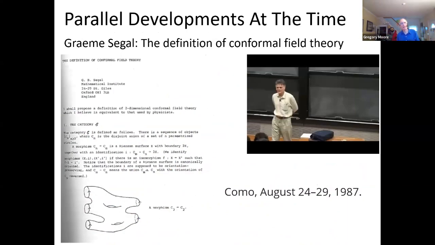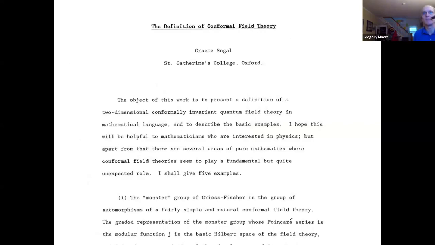There were some parallel developments at the time which we need to take account of. So in August 1987, Graeme Segal introduced for the first time his vision of how a conformal field theory should be defined in terms of a functor from the Bordism category to a linear category. So this, I think, is the first time it appeared in print, and later it became his very famous but unpublished but widely circulated definition of conformal field theory.